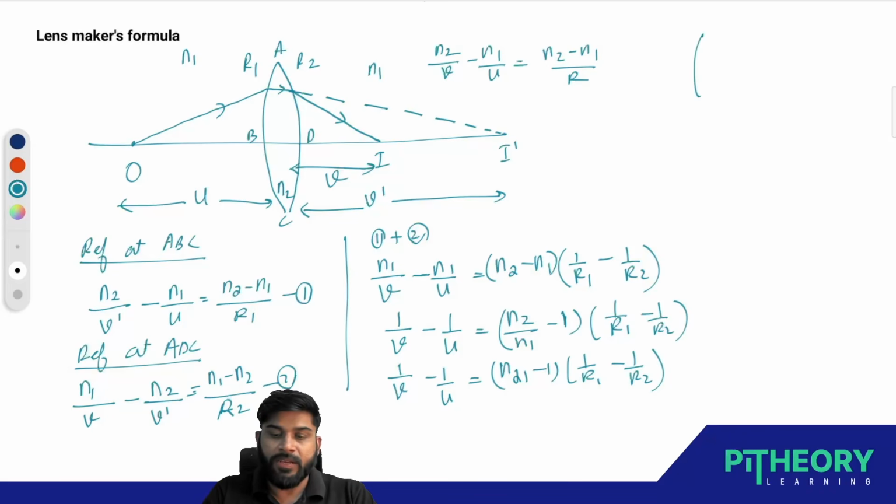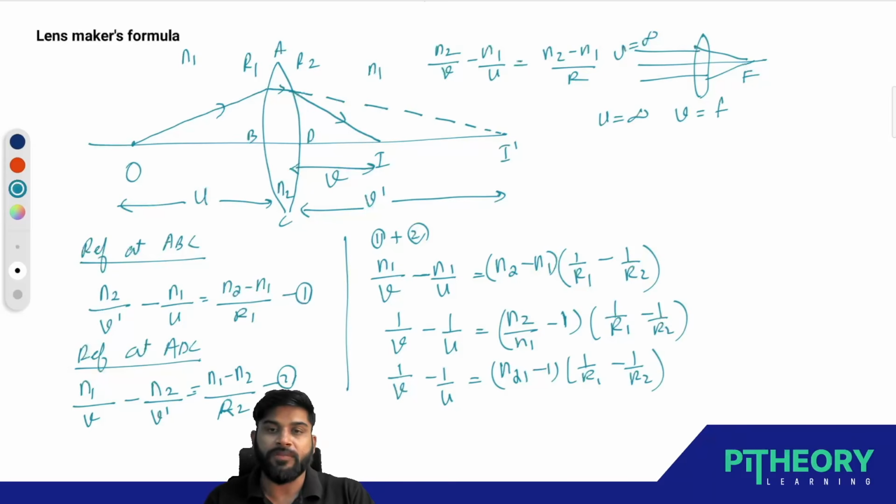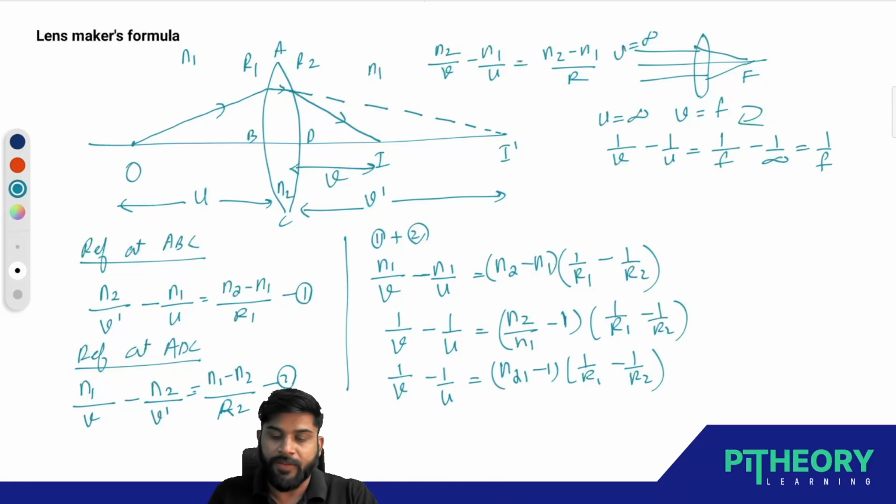If you have a convex lens and the object is at infinity, where will the image be formed? The image will be formed at the principal focus. So in our equation, on the left-hand side, you get 1 by V minus 1 by U, which you can write as 1 by f minus 1 by infinity, which is equal to 1 by f. If I substitute this back in our equation here, you get the final result.